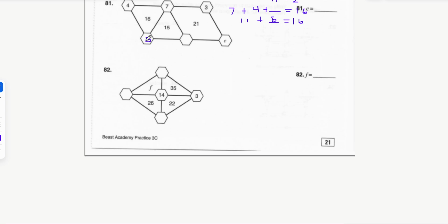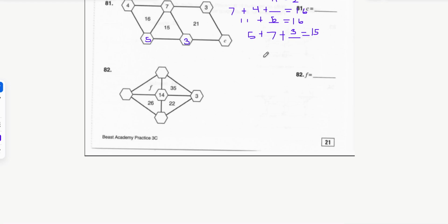Next, we have to use the region with the sum of 15 to write the equation 5 plus 7 plus blank equals 15. So 5 plus 7 is 12. 15 minus 12 would be 3. So 3 will go in this bottom center hexagon.